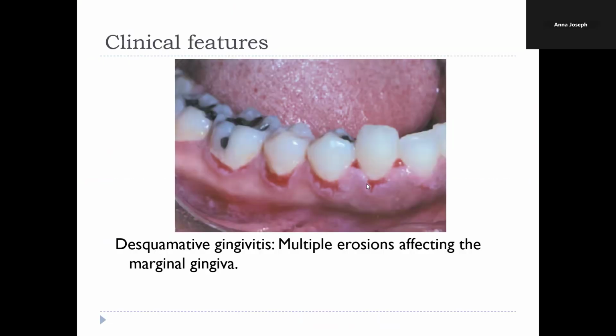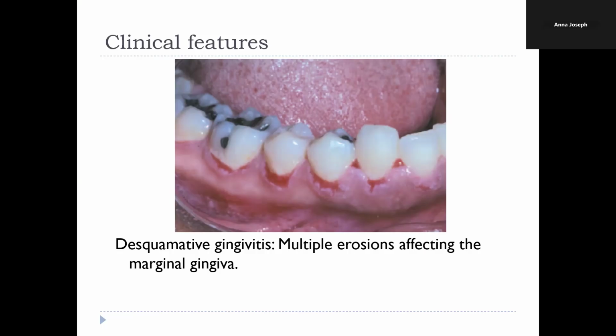Another manifestation which is of importance is seen in the gingiva. The gingiva appears to be peeling away. That's termed as desquamative gingivitis and is seen as erosive or reddish areas which affect the marginal and sometimes attached gingiva also. A common sign which is elicited is the Nikolsky sign, as was mentioned earlier.